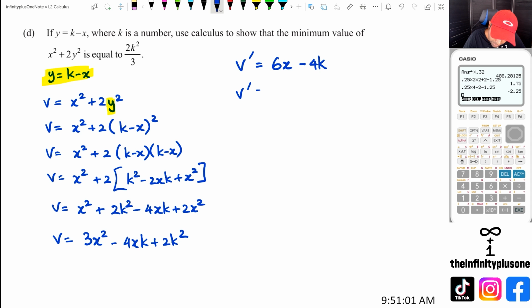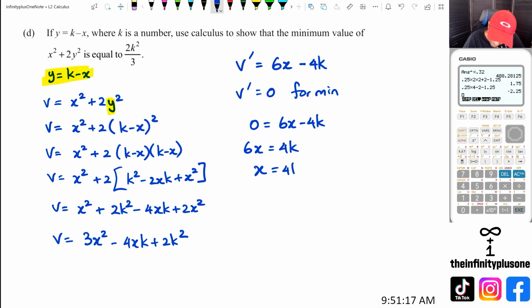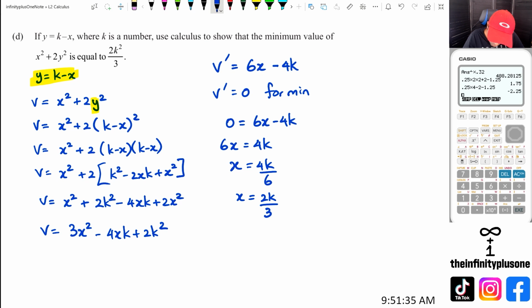So to find the minimum, v dash equals 0. So 0 is equal to 6x minus 4k. If we rearrange this, we get 6x equals 4k. x is equal to 4k over 6, or x is equal to 2k over 3. Now, it says that the minimum value is equal to 2k squared over 3. So what we need to do is figure out what the y value is. And because y is equal to k minus x, we can say that y is equal to k minus 2k over 3.